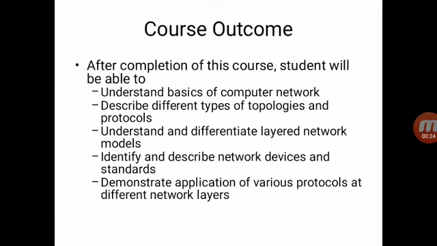Then you can understand the different layered network structures such as TCP/IP, the OSI model, etc. You'll be able to understand what the different devices are as well as what standards are used for that purpose, and also what the different protocols are that are used at different network layers.